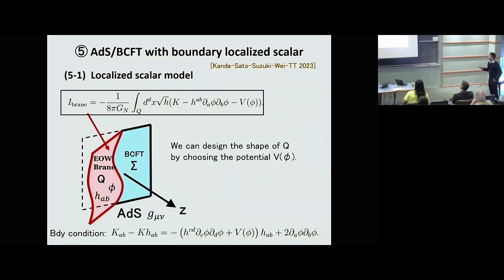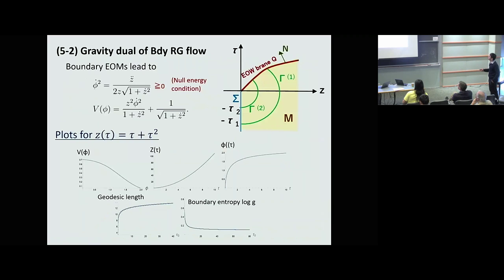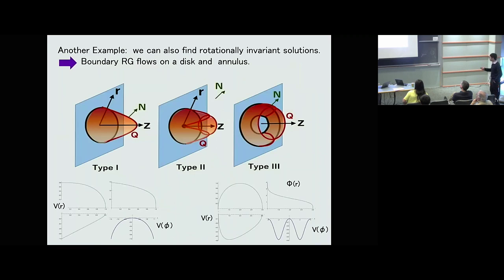Okay, so maybe I'm running out of time. I just want to mention that we can construct an explicit model of boundary RG flow by looking at some localized scalar fields. So we just put some localized scalar field at the end of the world brane. This is the effective action, and we can construct an explicit solution like this. And this null energy condition is automatically satisfied. The boundary entropy is monotonically decreasing. And yeah, we can also talk about the rotationally invariant case. Then we have two boundaries connected. This kind of half of a donut-like shape is also possible by thinking about non-trivial RG flow.